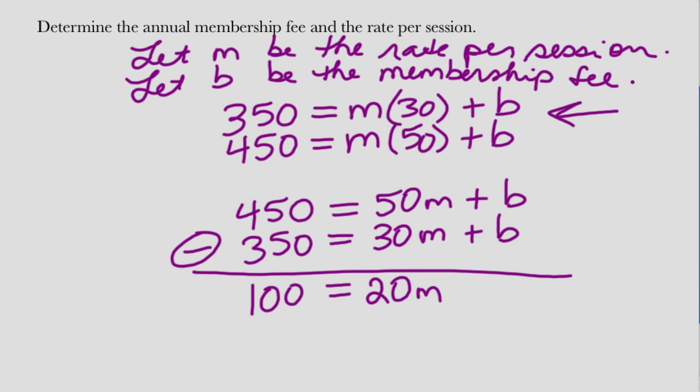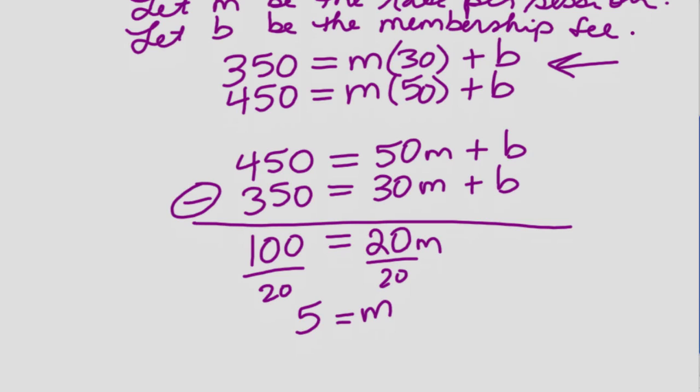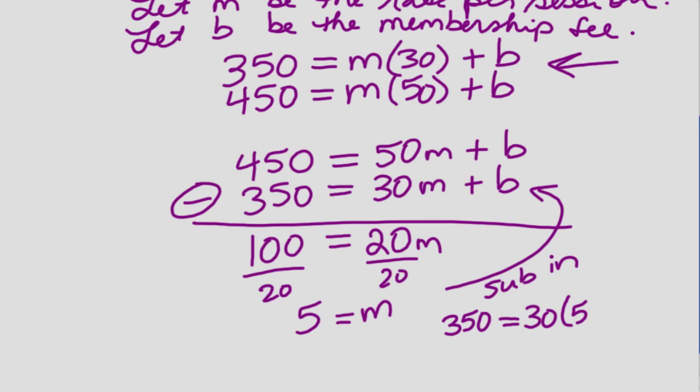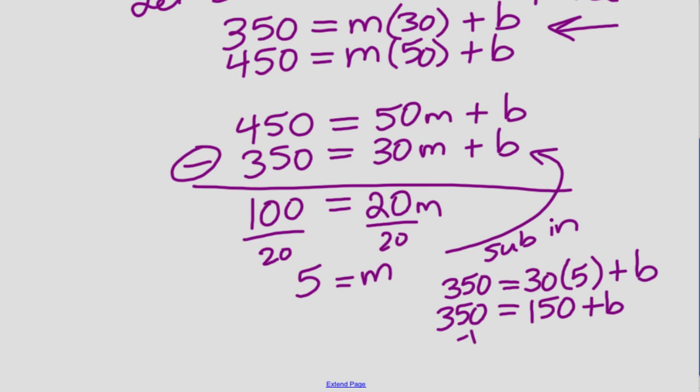So right away it's pretty quick to solve. I would have to divide both sides by 20. So I get the rate per session is 5. What I do is sub that back into an equation. So I might pick maybe the second equation here because the numbers are a little bit smaller. So I'm going to sub in 350 equals 30, but m I know is 5. So now I'm going to be able to solve for b. So 350 equals 30 times 5, which is 150. I would have to subtract 150 from both sides, so 200 equals b.